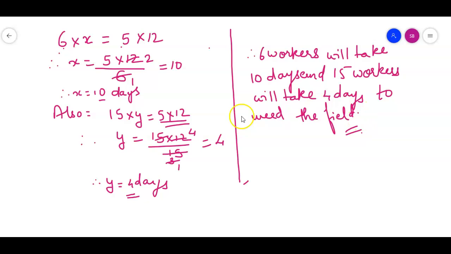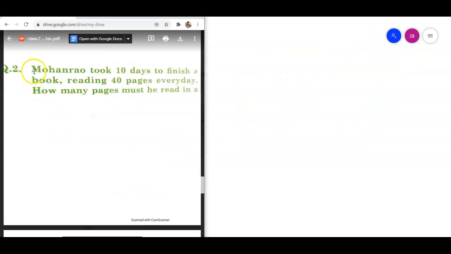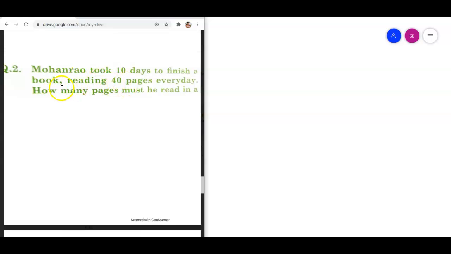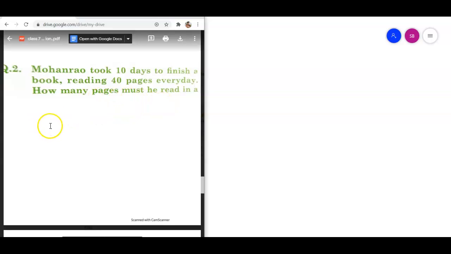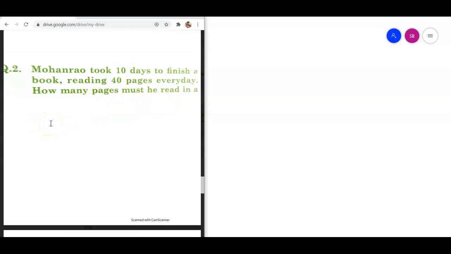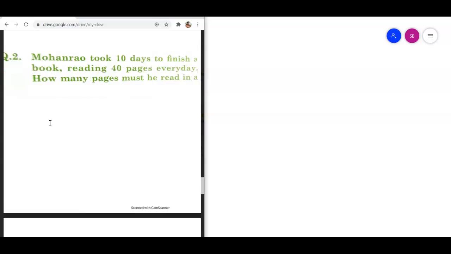Okay, so now let us move to the next question. The next question is, Mohan Rao took 10 days to finish a book, reading 40 pages every day. How many pages must he read in a day to finish it in 8 days? The question continues over here.